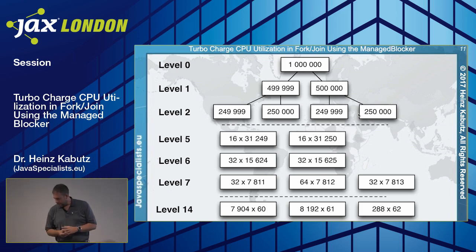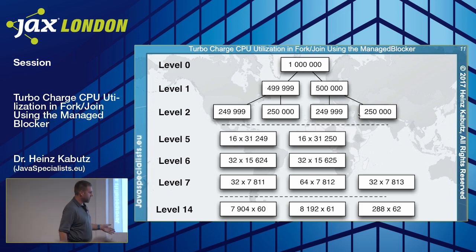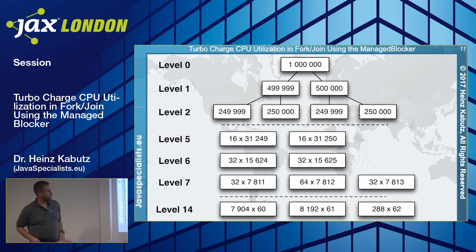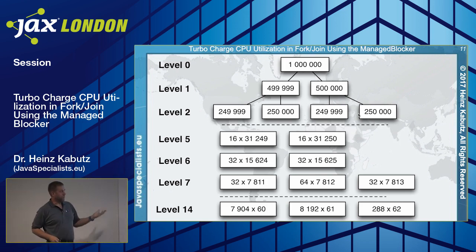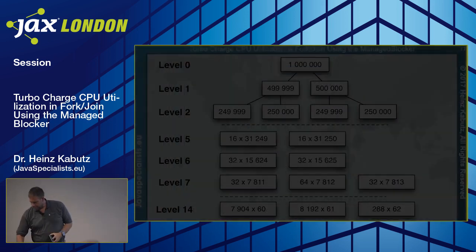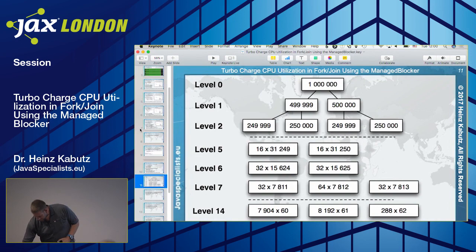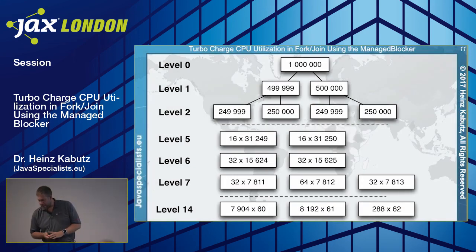At level 14, for example, you've got 7,900 times Fibonacci 60 being calculated. So as you go down the levels, you end up having more and more duplicates of the same thing being calculated. So what we're going to try next is something I actually wanted to do.